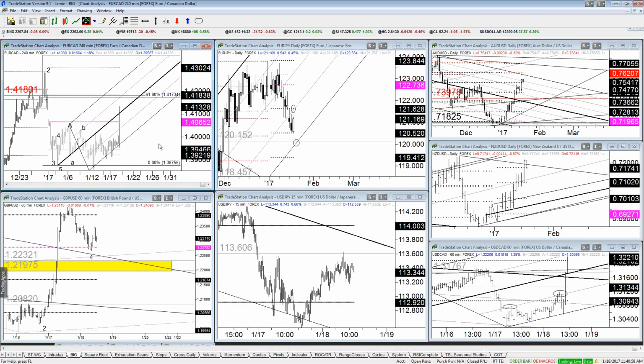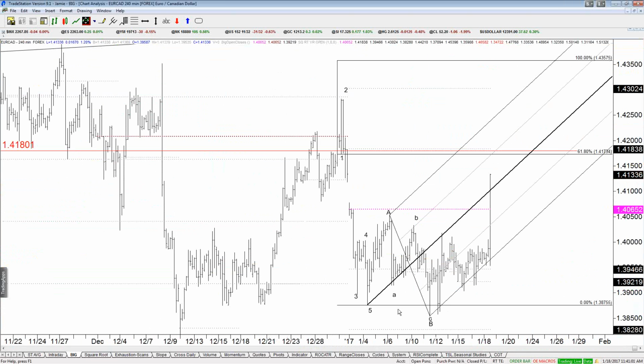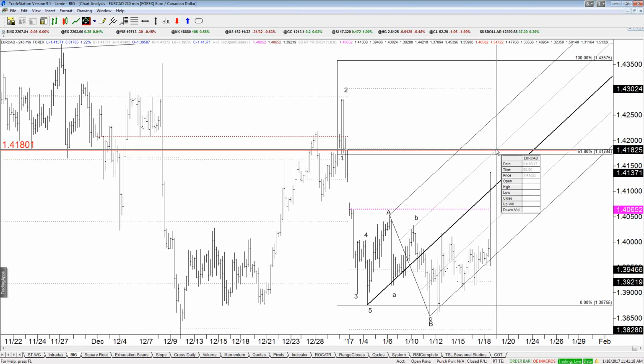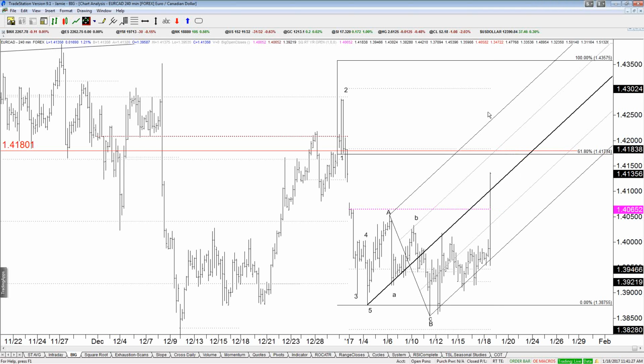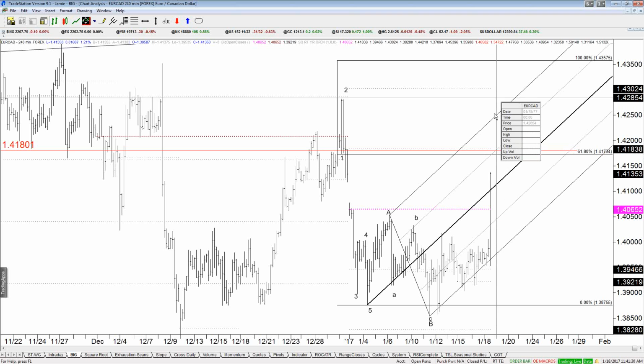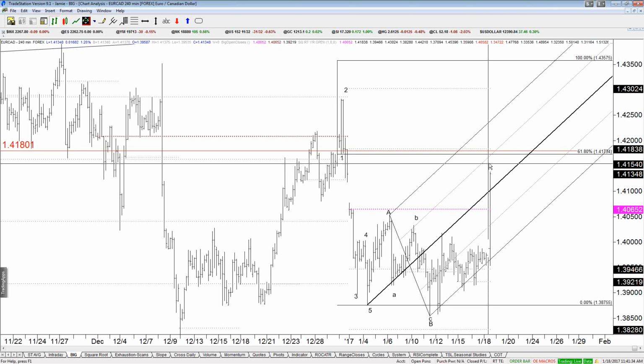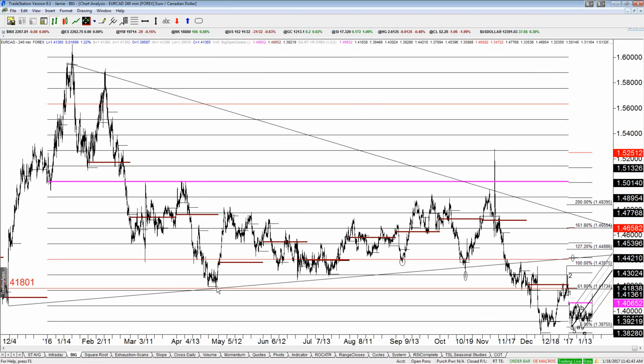Euro CAD. This is one I wrote about a while ago. We talked about it finally coming to fruition, it looks like today. Talking about a possible flat. We are getting close to resistance at 41.70, 41.80 or so, and there it is, 41.70, 41.80. Oh, dollar CAD. I'm getting close to 32.30. So this is an area to pay attention to. And 41.80 was the April low from last year, right here.